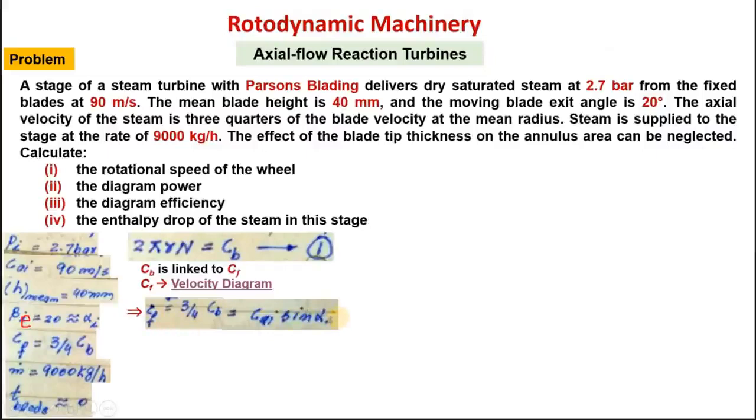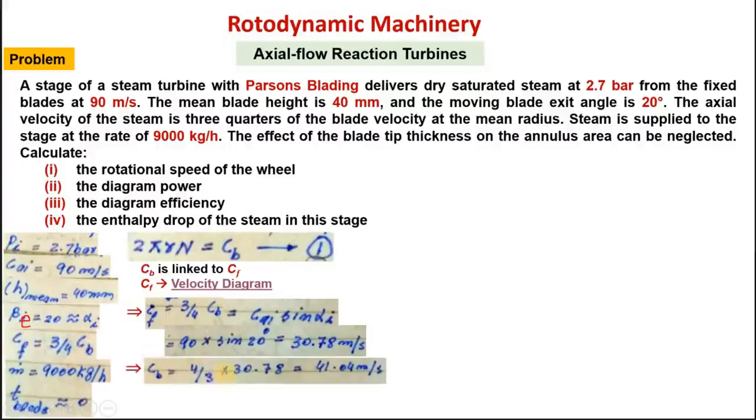So it means we can find out CF from velocity triangle, and that is CAI sine alpha I. So now CAI is given, alpha I is also given, which is 20 degree. So just put values and we can find out CF. So now CF is calculated. CB is 4 by 3 of CF. So CB is equal to 4 by 3 of CF. So CB is 41.04 meters per second. Right. So now CB is calculated.